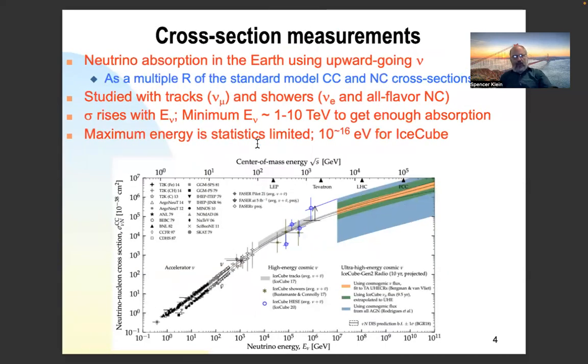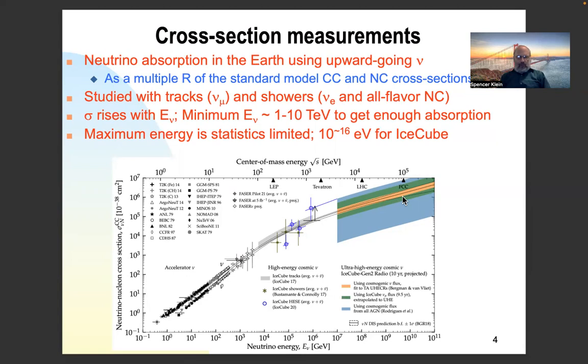Cross-section measurements work by measuring neutrino absorption in the Earth by looking at upward-going neutrinos that go through the Earth at different chords. And they're usually measured as a multiple R of the standard model charge current and neutral current cross-sections. This has been studied with tracks, primarily muon neutrinos, and showers, which are primarily electron neutrinos and some all-flavor neutral current interactions. As you can see from this plot, the cross-section rises with the neutrino energy.